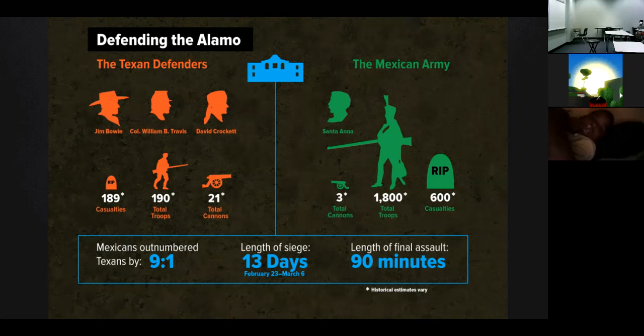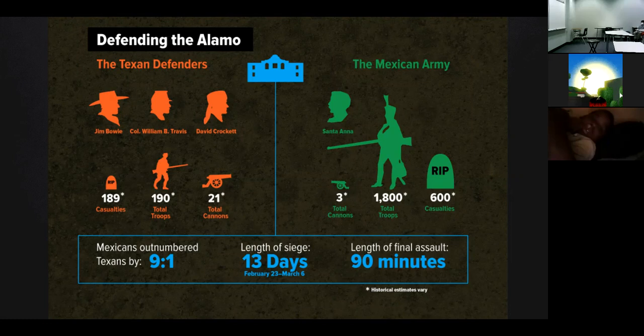So how many survivors were there? One. Cool, yeah, really mega tough. And over here, we see that they have 8 cannons and 600 casualties. So that meant 200 people killed, how many? 600. So they had a lot more troops.